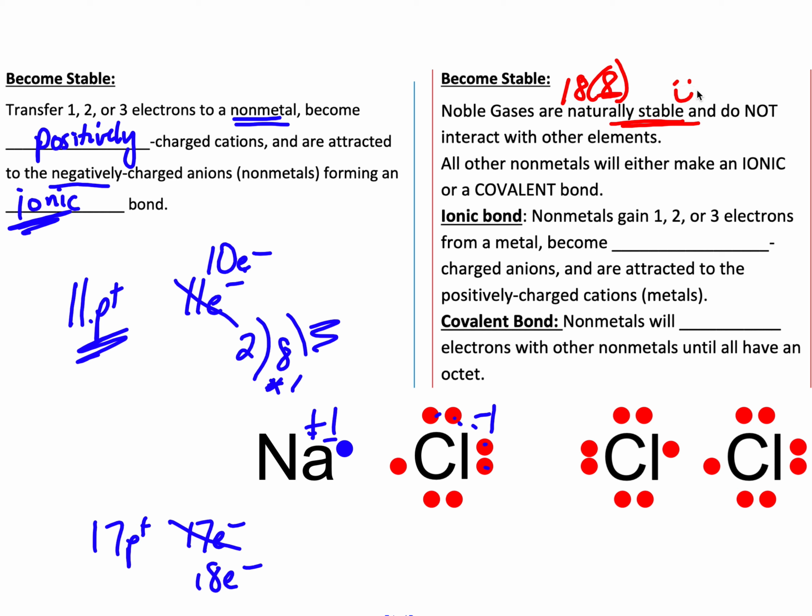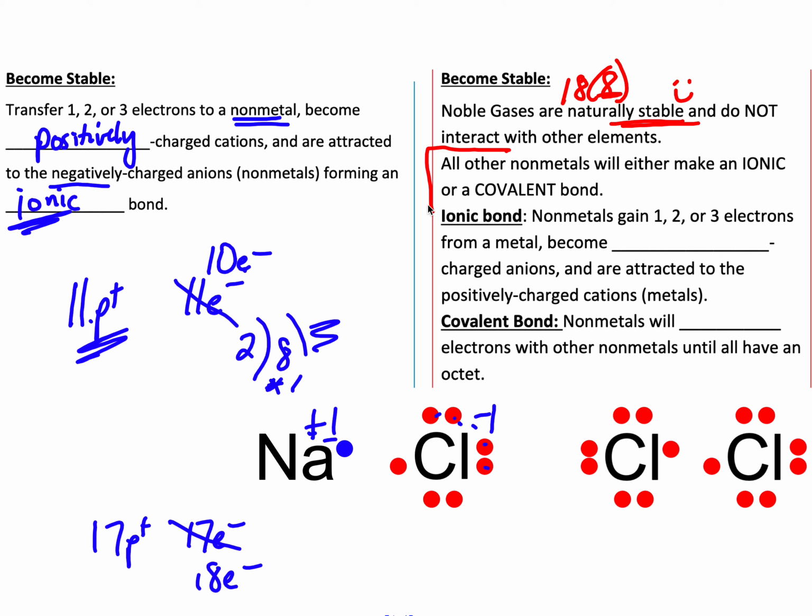They ignore every element on the periodic table. Think of them as nobility. They don't really deal with the common people. Noble gases ignore every other element on the periodic table. Meanwhile, everybody else who's not a noble gas is struggling to become stable because nobody else but the noble gas has eight electrons in their outermost energy level. They all have less than eight, and none of them are happy about that.